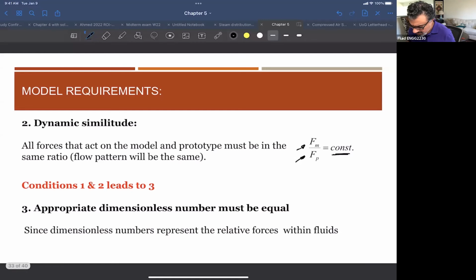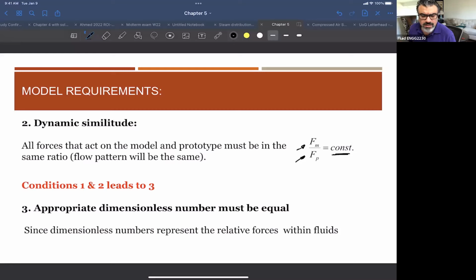Okay, so one thing that we have to conclude about these two: if we have geometrical similarity and if we have dynamic similarity, conditions 1 and 2 lead to what we call condition 3. And condition 3 means that the appropriate dimensionless numbers must be equal. Okay, so once you are generating this similarity between the model and the prototype, geometrically and dynamically, whatever non-dimensional number in the model should be exactly equal to the dimensionless number we have in the prototype.